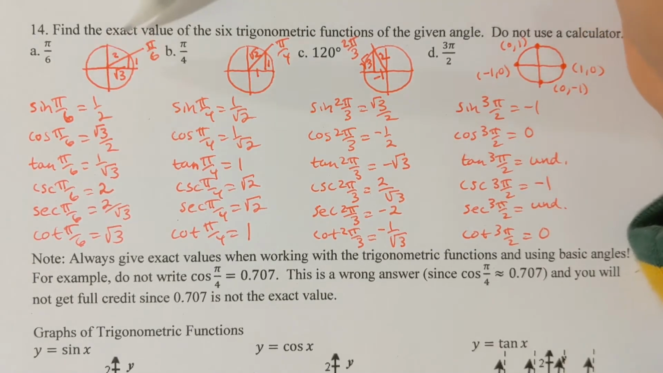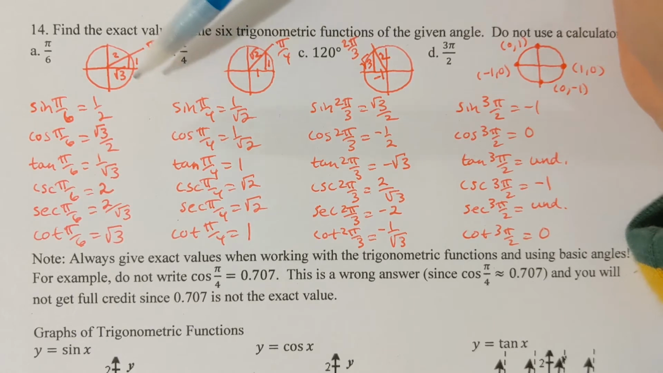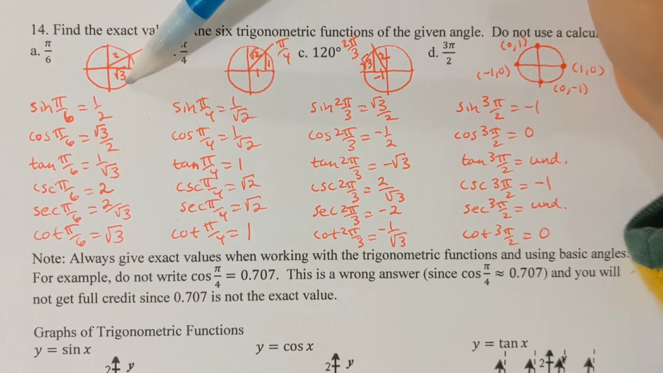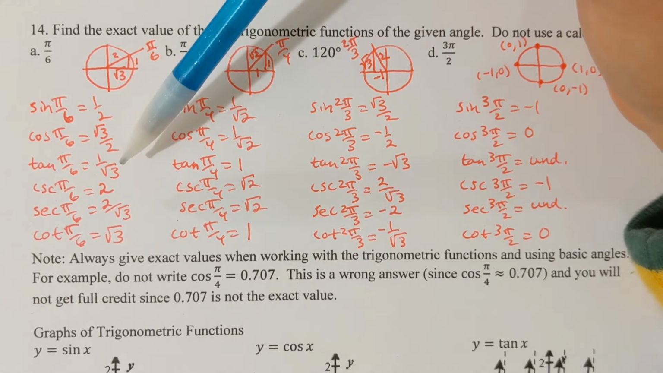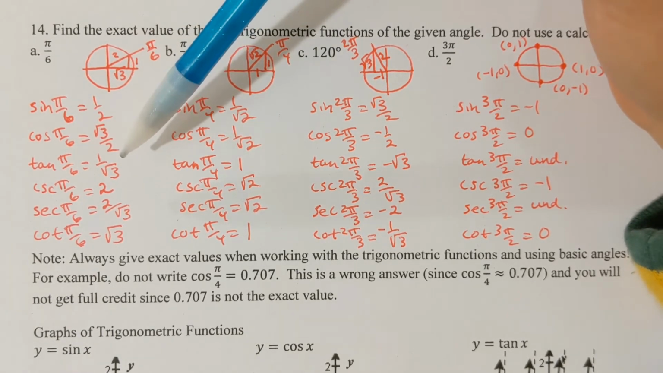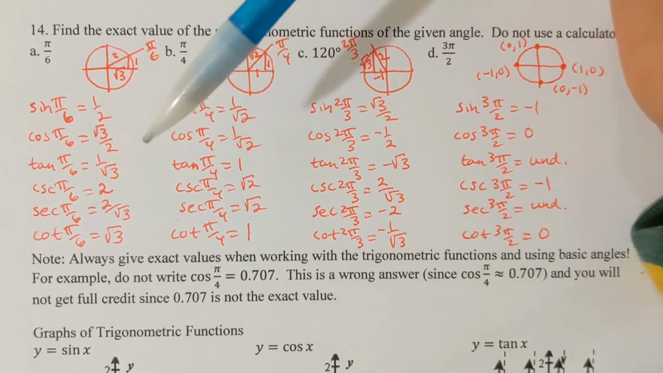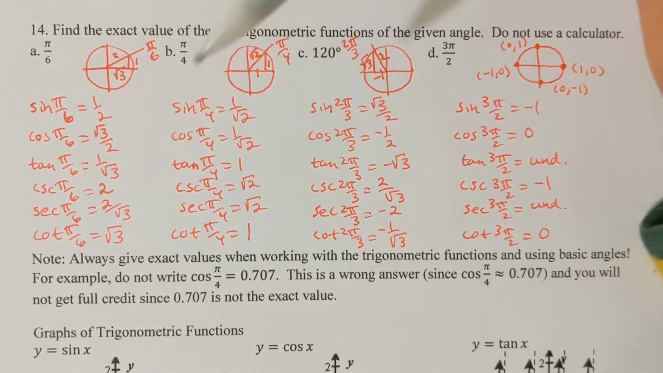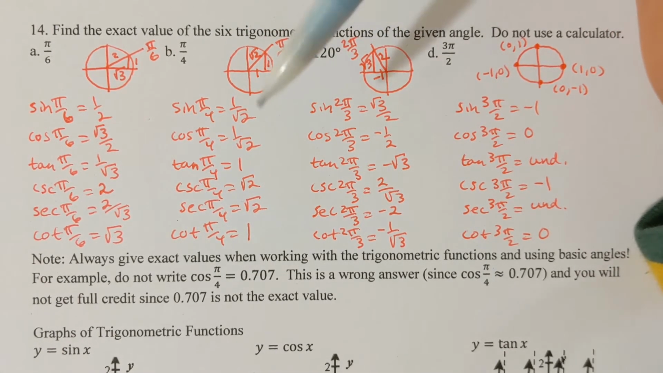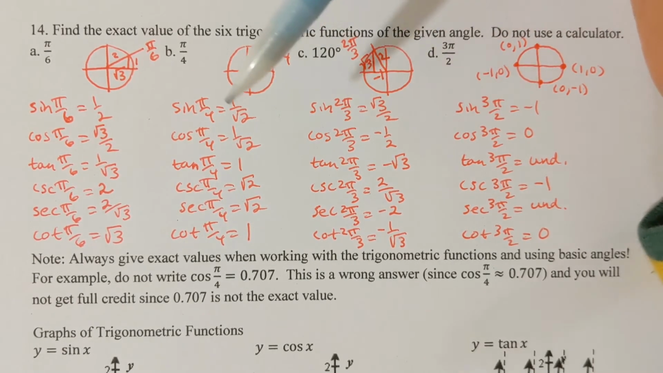Now that I've got my triangle set up, I can compute the values of these 6 trig functions. Sine of pi over 6, opposite over hypotenuse, that'd be 1/2. Cosine pi over 6, adjacent over hypotenuse, that'd be root 3 over 2. Tan pi over 6, opposite over adjacent, 1 over root 3. If you were to rationalize the denominator, that'd be root 3 over 3. Don't rationalize the denominator unless you're told to do that. Sometimes it's fine to rationalize the denominator, and sometimes we don't need to do that.